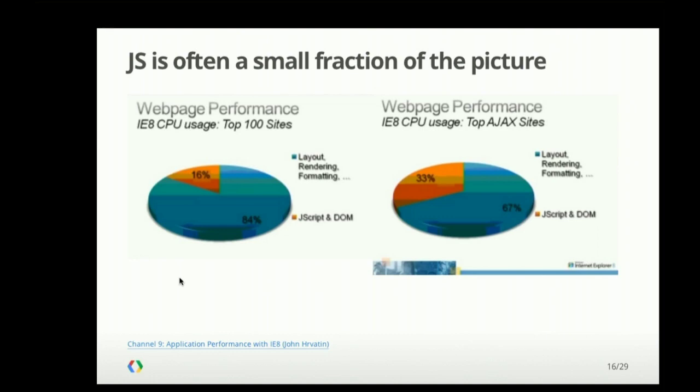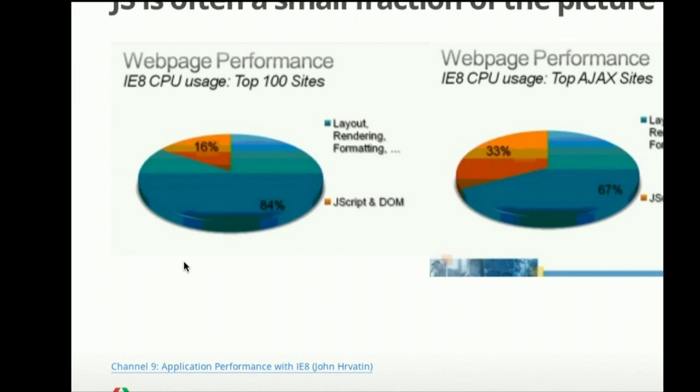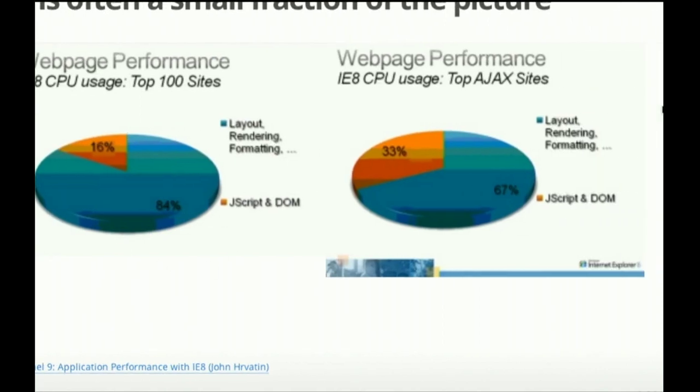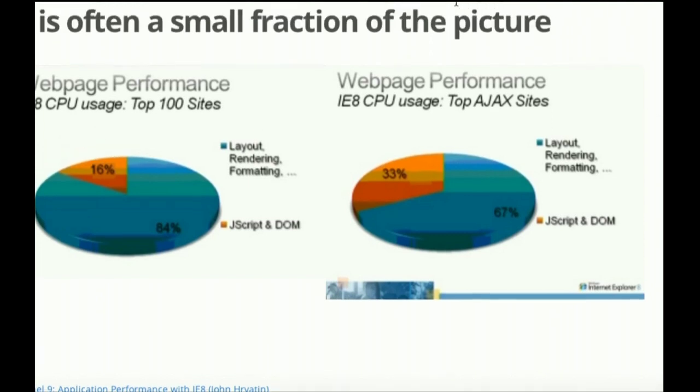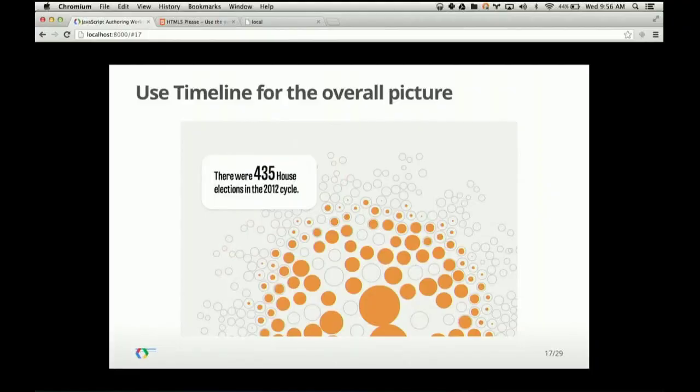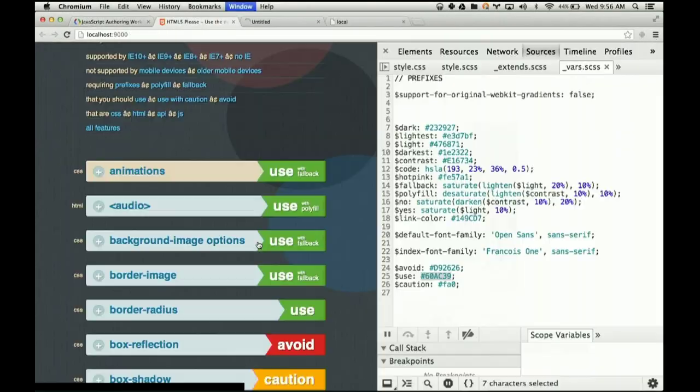Up here, they took a look at the top 100 sites and saw where IE 8 was spending its time, and just 16% of its time was spent in JavaScript. The rest of it was in layout, rendering, formatting. And even for Ajax heavy sites, like JavaScript heavy sites, like Gmail and Google Maps, it's still just a fraction. So JavaScript is often a small fraction of the overall performance picture. So if you want to find out how to make your app, your site fast, I recommend you take a look at the timeline inside the Chrome DevTools. So I'm going to show that to you now.